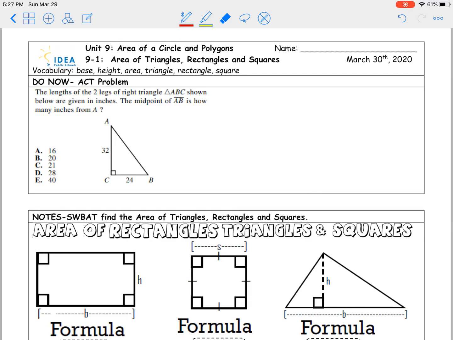We're going to begin by completing the do now problem. The lengths of the legs of the right triangle ABC shown below are given in inches. The midpoint of the segment AB is how many inches from point A? Here, the first step that we have to do is to calculate the length of the segment AB.